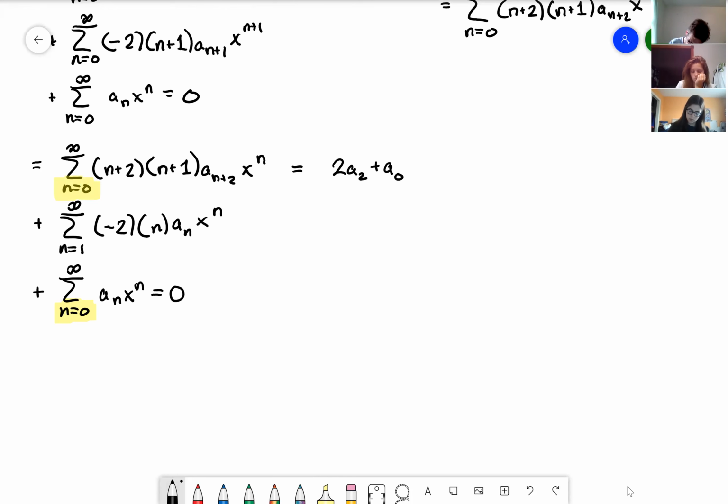And now they can all start at n equals 1, and I can just combine them all together. Now they all have the same x to the n. They all start at the same index. So let's just throw them all together. What do we get? We get n plus 2, n plus 1, a_{n+2}, minus 2n a_n, plus a_n, x to the n.